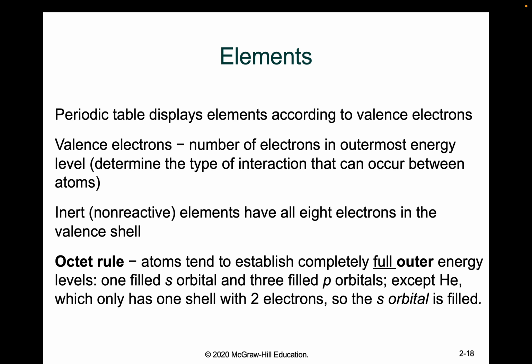They always want to go into an inert state where they're not reactive. And to do that, they have to have all 8 electrons in their valence shell. Valence shell means the most outer shell. So valence, always think about it, is the outermost thing. Is it the electrons or is it the shell?